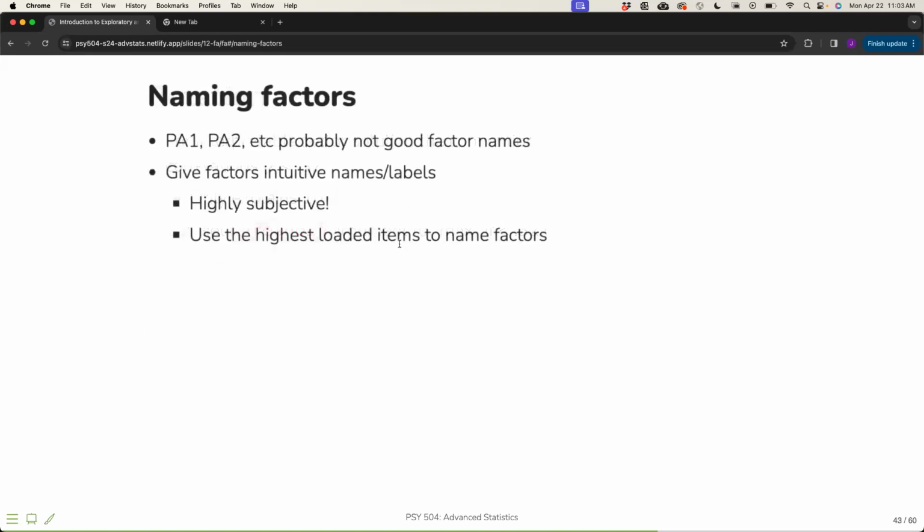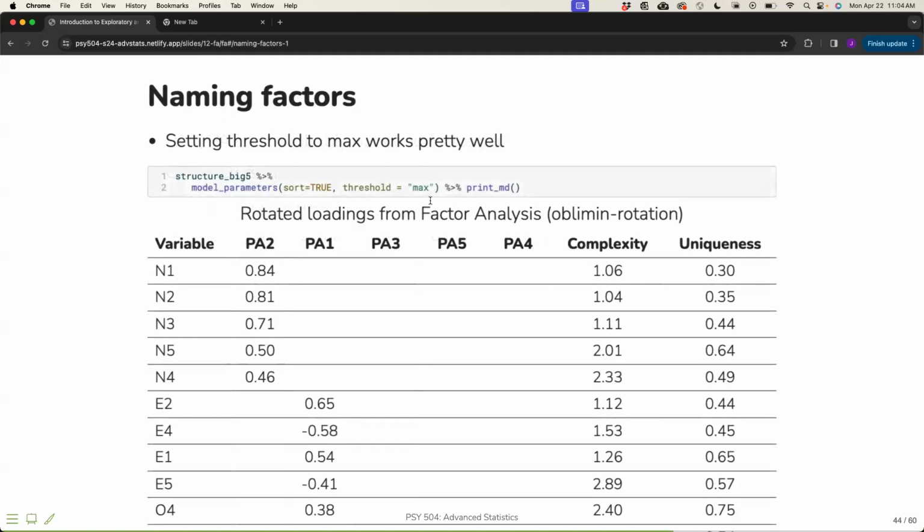So once we do this, we can start to name our factors or interpret them. As I stated before, PA1, PA2 are not very intuitive factor names, so we should give these intuitive names or labels. And this is an art form, really, and it's highly subjective. But one suggestion is to look at the items and see which ones load highest on that factor and use that to help you name the factors. So let's go ahead and do that with our data.